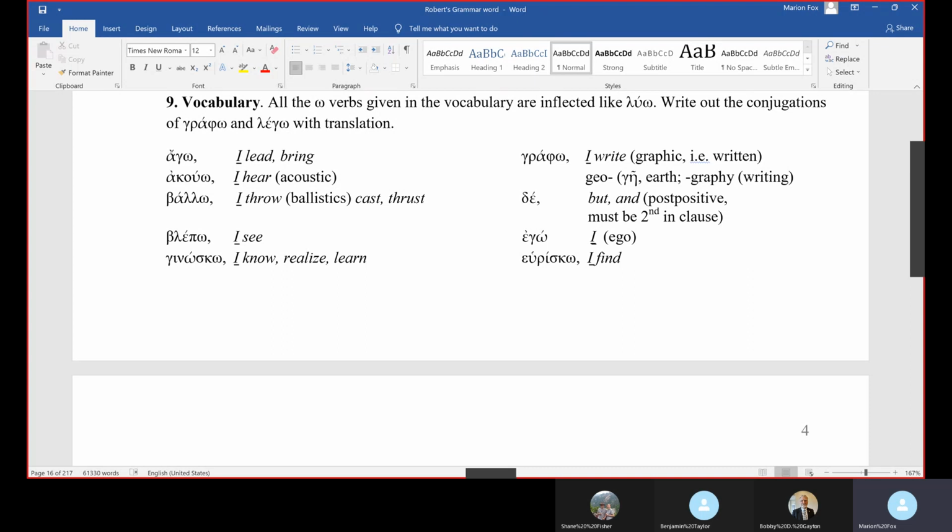This next word here is actually a pronoun, ego. And our word ego comes from it. This is the word I. When the word ego is used throughout the New Testament, it's always emphatic. It's always emphatic.